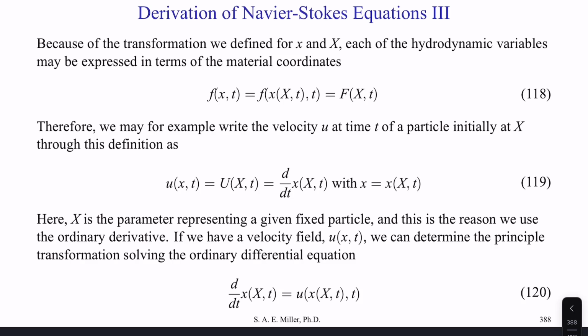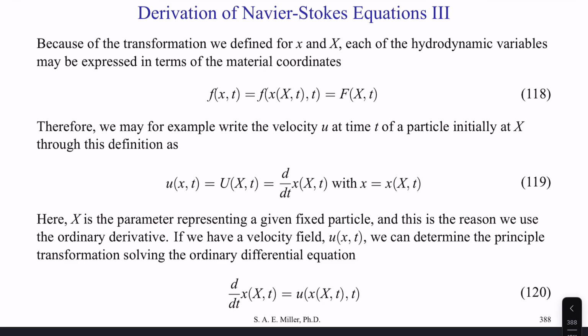Because of the transformation, we can define for x and cap X the hydrodynamic variables, and they'll be expressed in terms of the material coordinates. Here in equation 118, we'll say f of x, t, that some hydrodynamic variable, will be a function of x of cap X and t, which we can write as capital F of cap X and t at position x at time t. So, for example, we can write the velocity u at time t of a particular particle at cap X through this particular definition, which will be little u of x, t, which will be equal to the ordinary derivative of x, with x being x of cap X and t as previously defined.